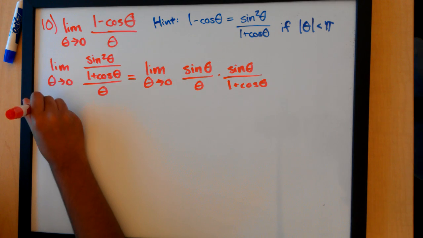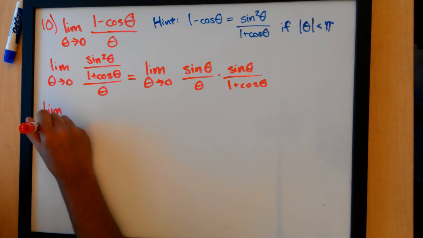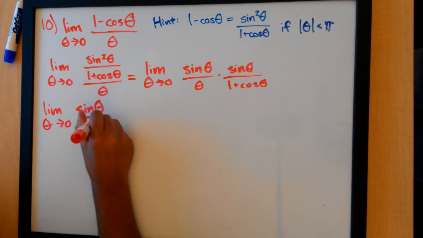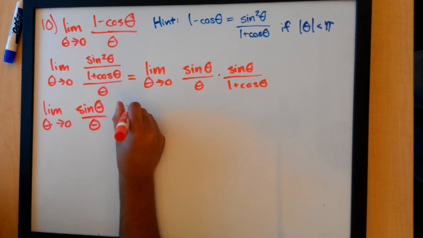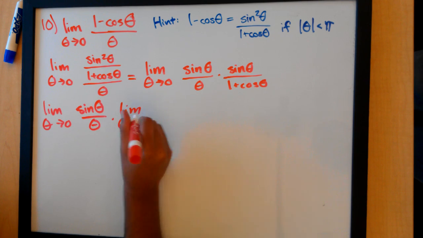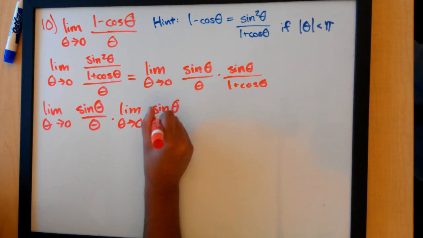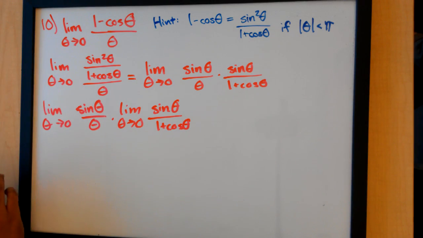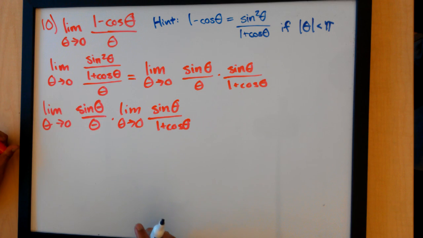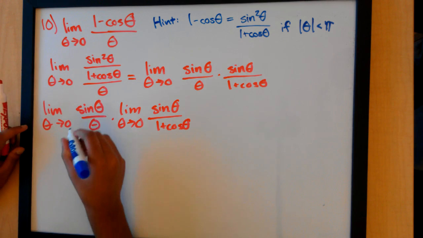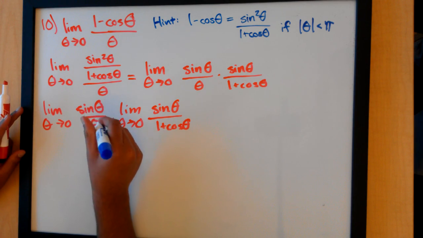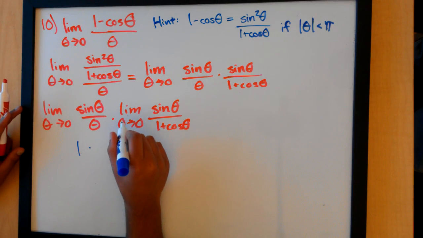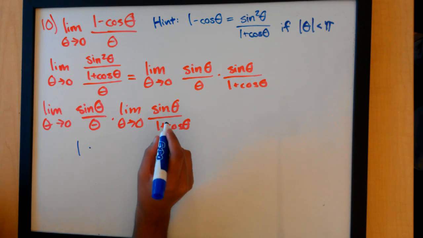And so this we know is the same as saying the limit as theta approaches 0 of sine theta over theta times the limit as theta approaches 0 of sine theta over 1 plus cosine theta. And we can do this because of the product rule of the limits. We can put the limit on both sides. And now we know that the limit as theta approaches 0 of sine theta over theta is 1. And we multiply that with the limit as theta approaches 0 of sine theta over 1 plus cosine theta.